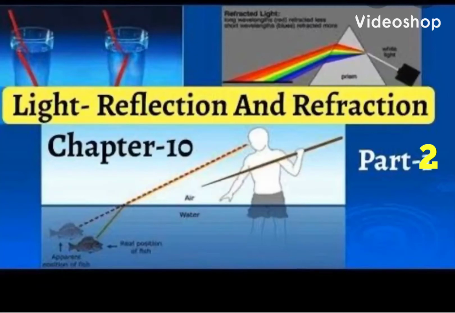Welcome back students to another session of chapter 10, light reflection and refraction. In the last lecture we studied nature of light, types of mirrors, spherical mirrors and its types and the terms related to spherical mirrors. Now in this lecture we will study rules for reflection through spherical mirror with the help of diagrams.